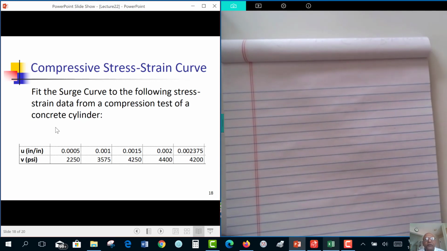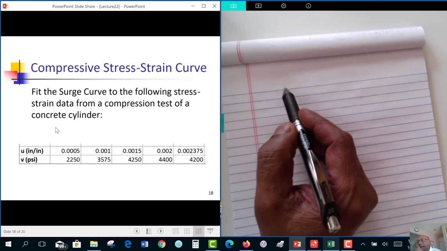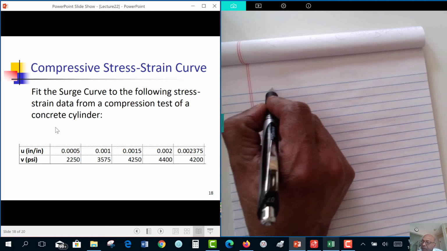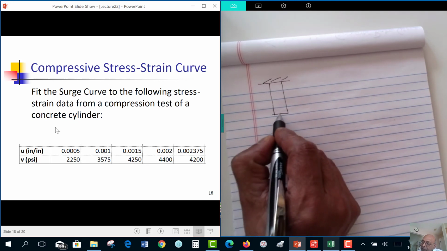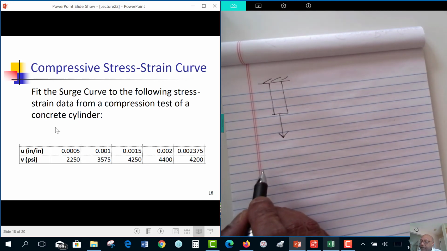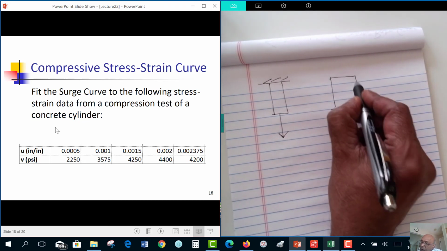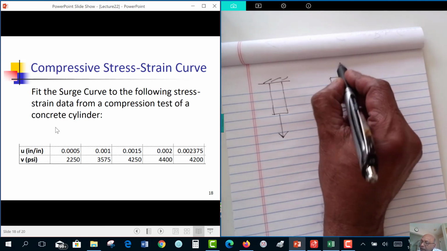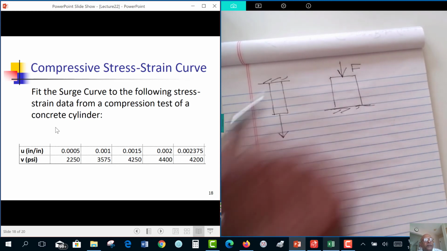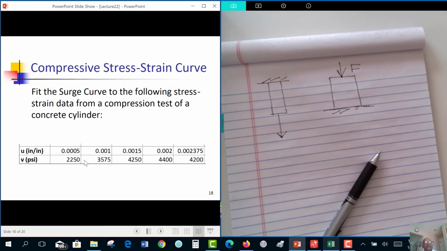Now, I'm sure all of you have taken the strength of materials lab or even material science lab. And remember what you did in material science or strength lab, you did a tension test. So you took a cylinder and you stretched it. Here what we want to do is test compressive strength of concrete. So we'll take a concrete block and apply force on it. So we are going to measure stress versus strain. So we have stress strain data here.